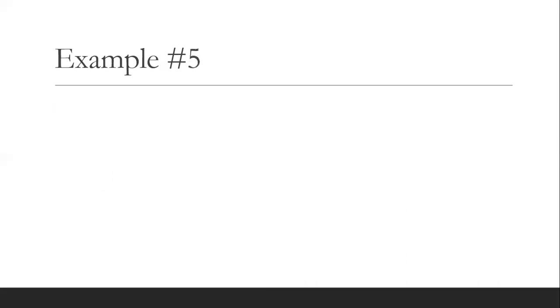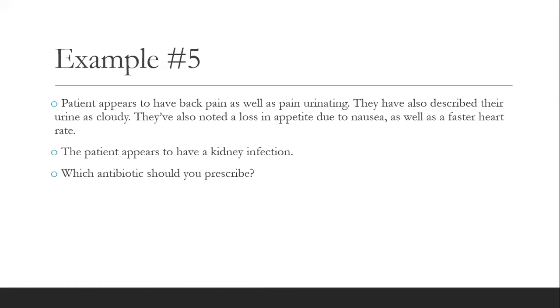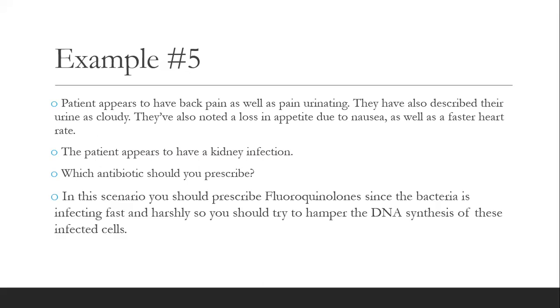Okay, here's the last example. You guys got this. The patient appears to have back pain as well as pain urinating. They have also described their urine as cloudy. They've noted a loss in appetite due to nausea as well as a faster heart rate than usual. The patient appears to have a kidney infection. What antibiotic should you prescribe? In this scenario, you should prescribe fluoroquinolones since the bacteria is infecting fast and harshly, so you should try to hamper the DNA synthesis of all these infected cells.